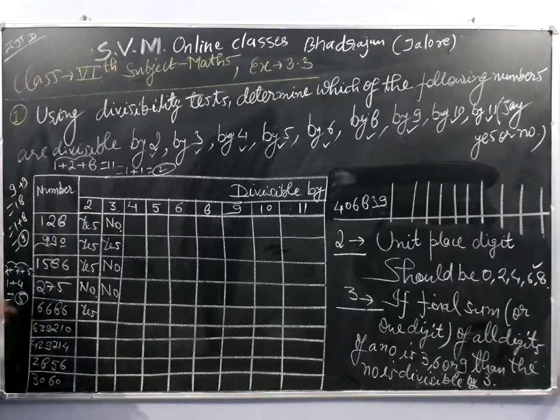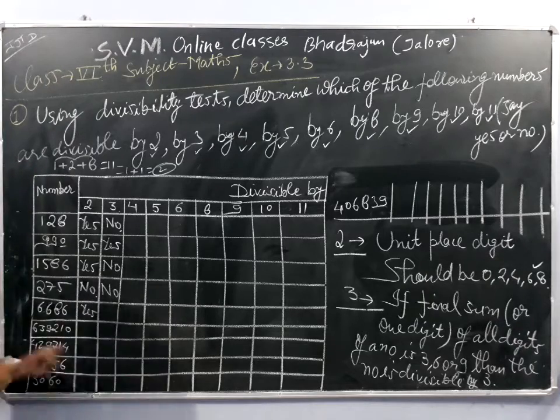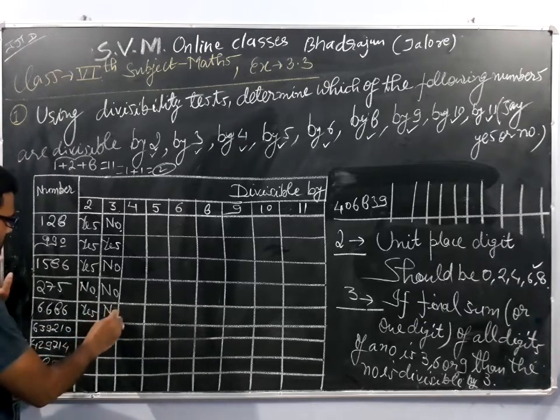So we have to add all the digits. 6 plus 6 is 12, 12 plus 6 is 18, 18 plus 8 is 26, and 26, 2 plus 6 is 8. Sum is not 3, 6, 9. Hence we can easily say that this number will not be divisible by 3. So our response is no.